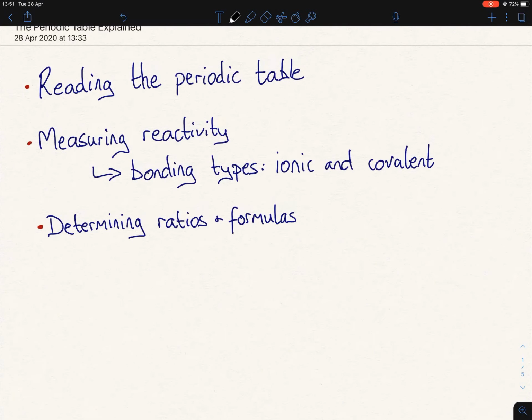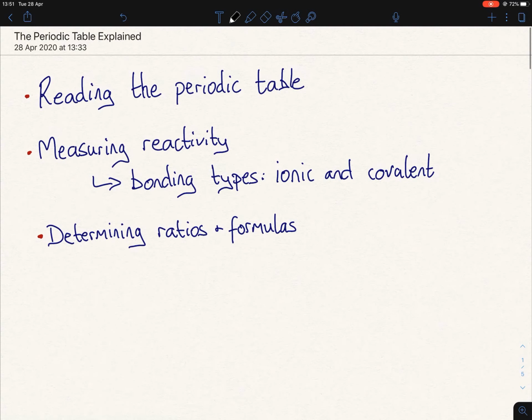Hi everybody, so today we're looking at the periodic table. I divided this section into three parts. First, just looking at the periodic table and reading it. Second, how do we measure or determine reactivity? And then obviously that's going to bring us into bonding types, ionic and covalent.